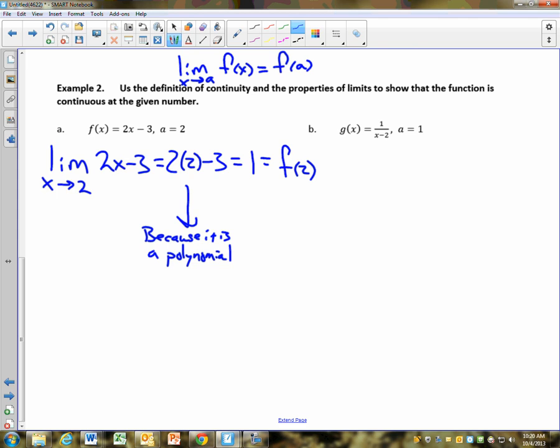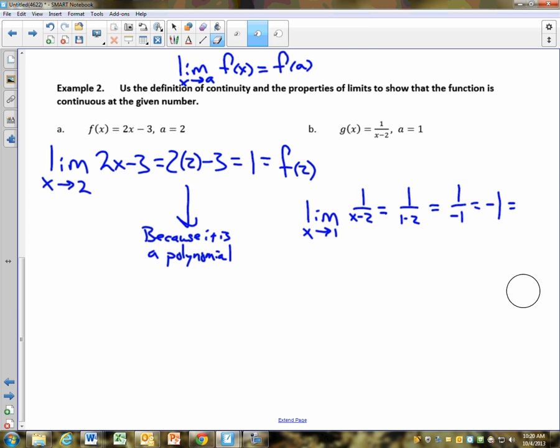Is this a polynomial? No, it's a rational function. The same is true though, so we just set it up the same way. The limit as x approaches 1 of 1 over x minus 2 is equal to 1 over 1 minus 2, or 1 over negative 1, which is negative 1, which is g of 1. Why can we do that? Rational function.